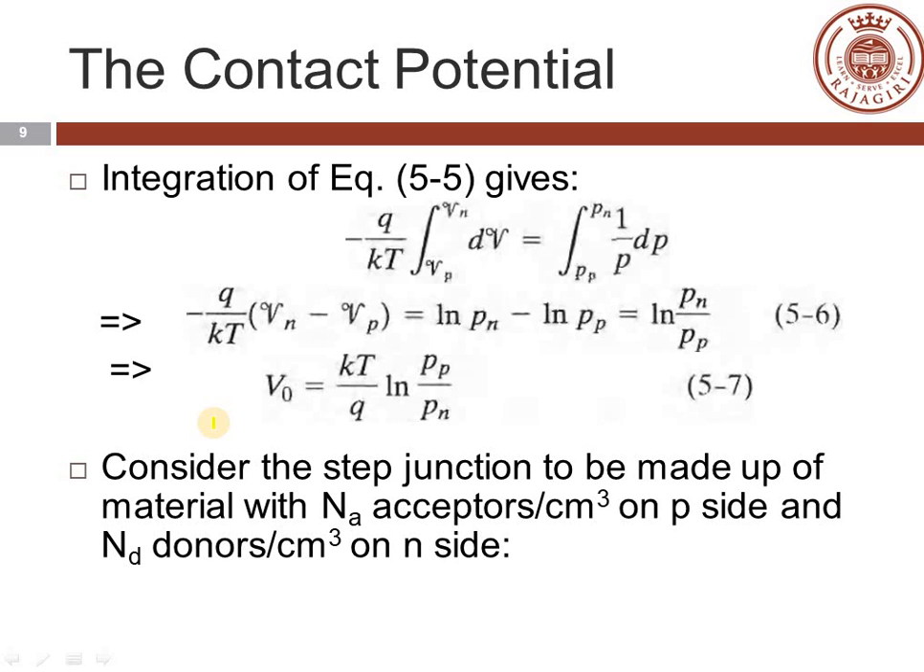Now consider that we are having a step junction, and at the P side we are having Na acceptors per cubic centimeter, and on the N side we are having Nd donors per cubic centimeter.